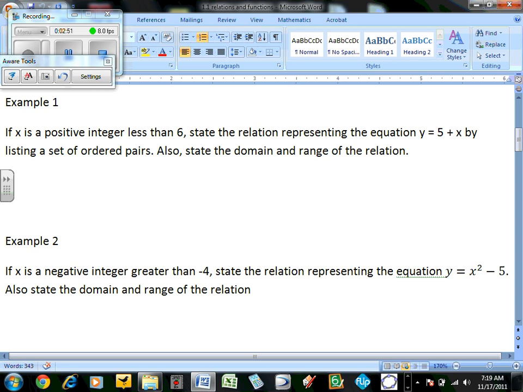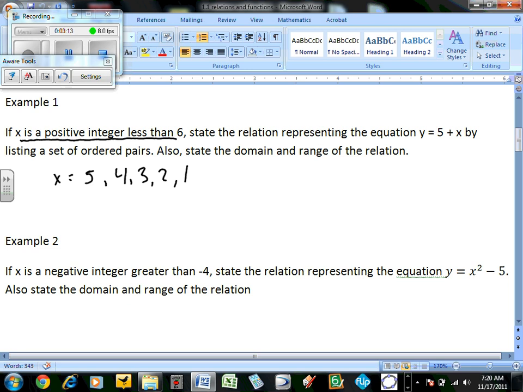So, example 1, if x is a positive integer less than 6, state the relation representing the equation y equals 5 plus x by listing a set of ordered pairs. Also state the domain and range of the relation. So they tell us what x is. Positive integer is less than 6. So that means it's going to be 5, 4, 3, 2, 1. All right. State the relation of ordered pairs. So if those are our x values, we better figure out what our y values are.